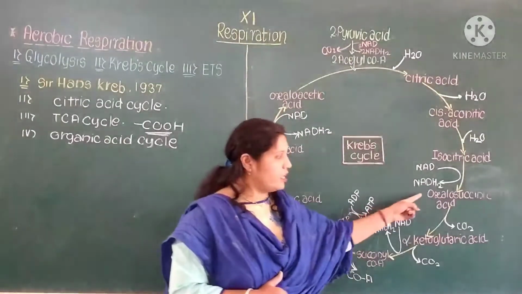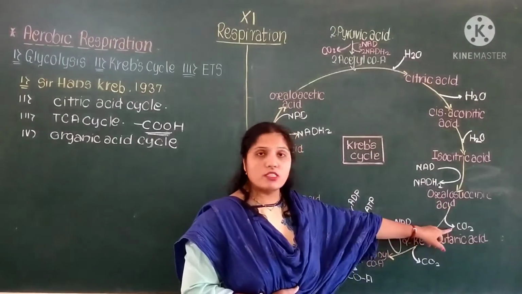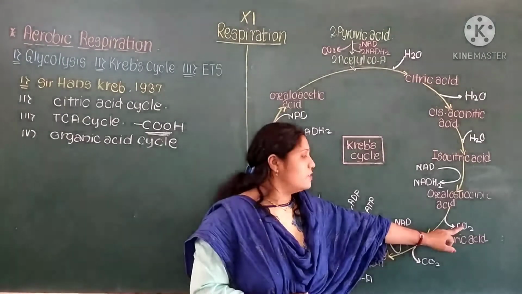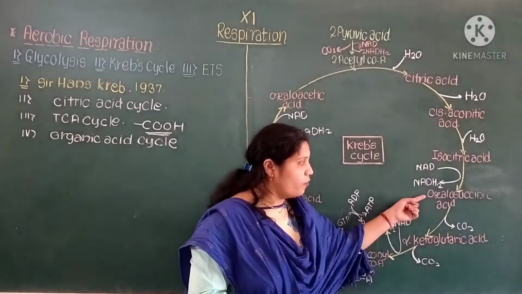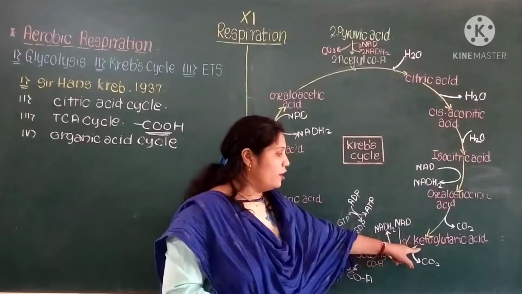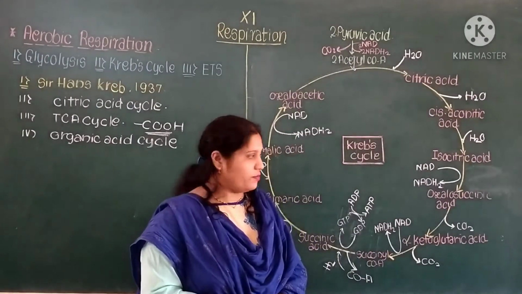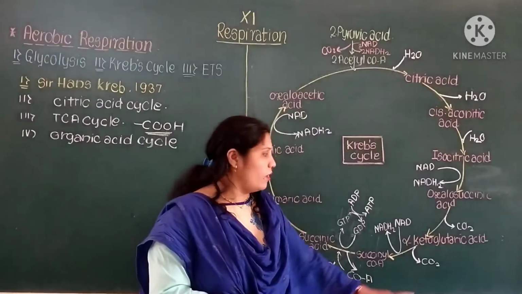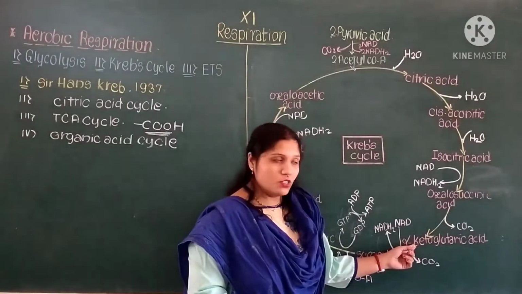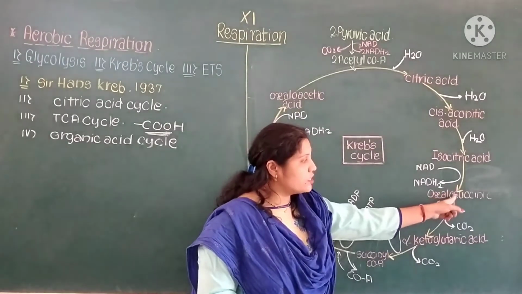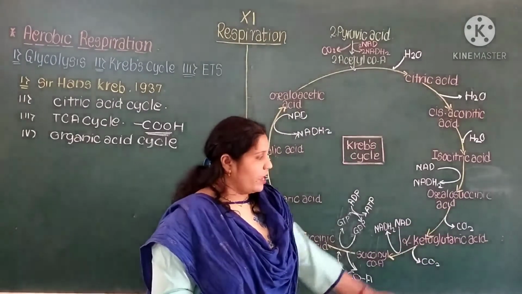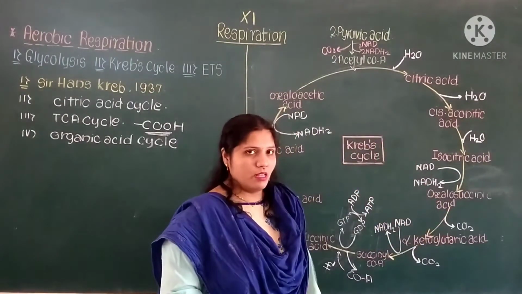Then after that, the next step is known as decarboxylation, which means the removal of carbon dioxide. That step is known as the decarboxylation process. Here, oxalosuccinic acid undergoes decarboxylation and forms alpha ketoglutarate acid, or simply alpha ketoglutarate. This process takes place in the presence of the enzyme known as oxalosuccinate decarboxylase. As per the reaction, the enzyme names are there.